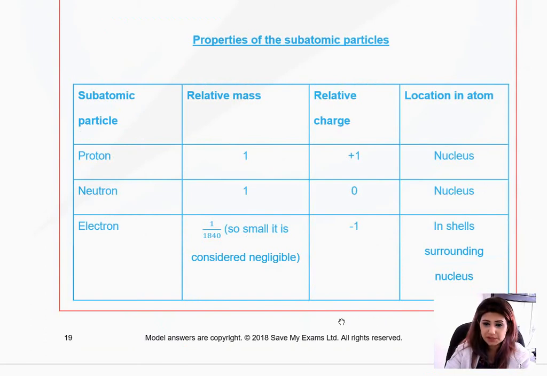You need to remember this. So this should be in your notes: the relative mass of each of these subatomic particles, the relative charge, and where they are situated in an atom. Just make sure you note this properly.